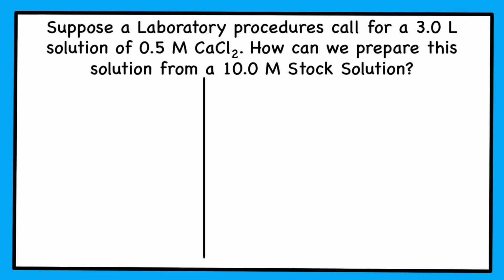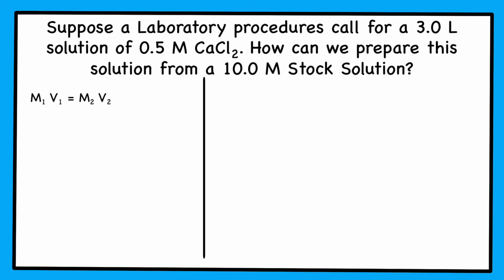Since this is a dilution problem, my first step is to write out my dilution equation. So M1 times V1 equals M2 times V2. We know we want our final solution to have a molarity of 0.5 molar and occupy 3 liters, but we are given a 10 molar solution to dilute. This would tell us that we are trying to find a volume of our 10 molar stock solution we need to add to our new solution.